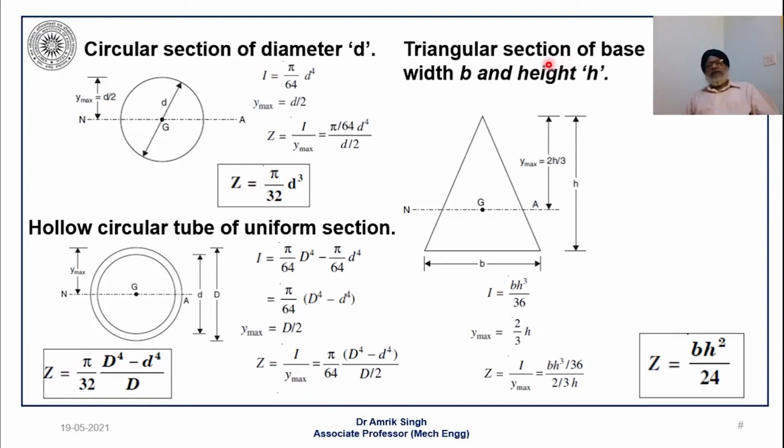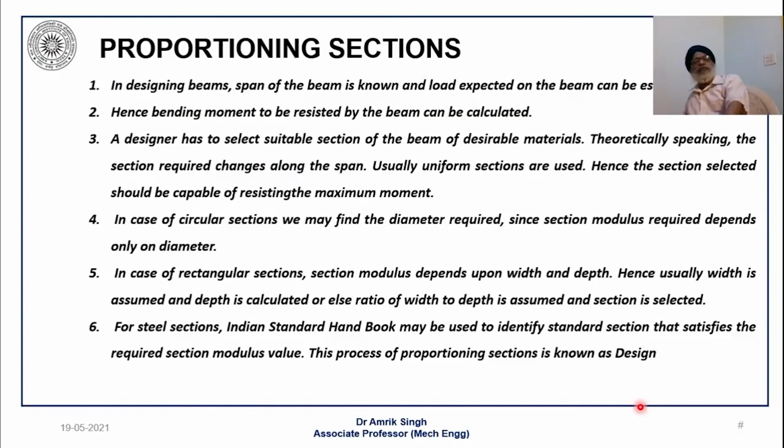So for getting the section modulus for the triangular section, what we know is that I is equal to BH cube upon 36, where B is the base and H is the height. So this neutral axis lies at a distance of 2H upon 3 from the apex. So all these things we have studied in engineering mechanics. So Y max is equal to 2 by 3 H, and Z will be equal to I upon Y max. So therefore Z is equal to BH square upon 24.